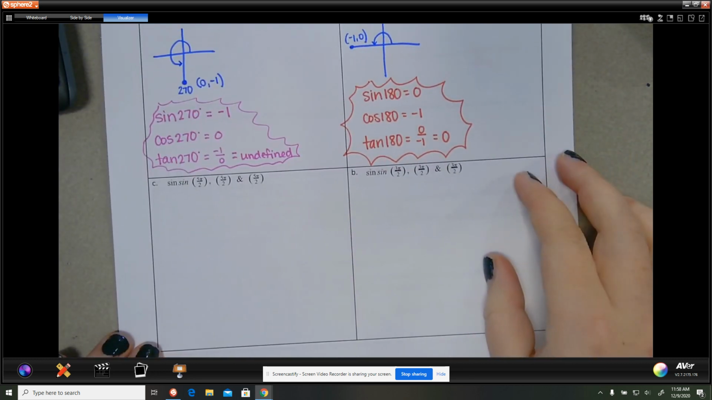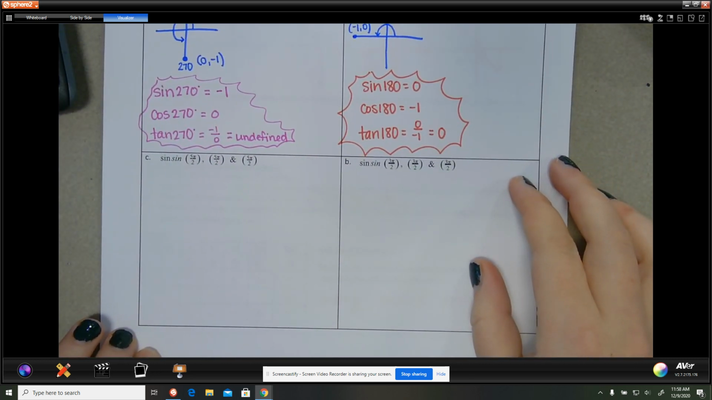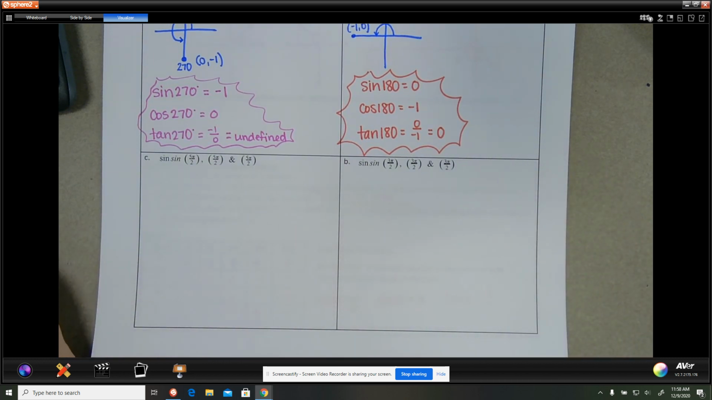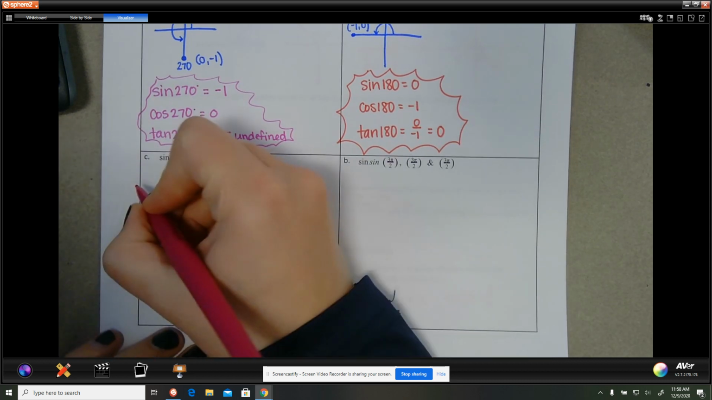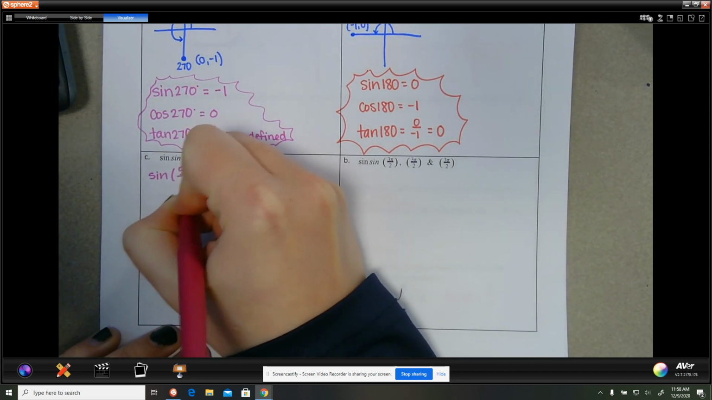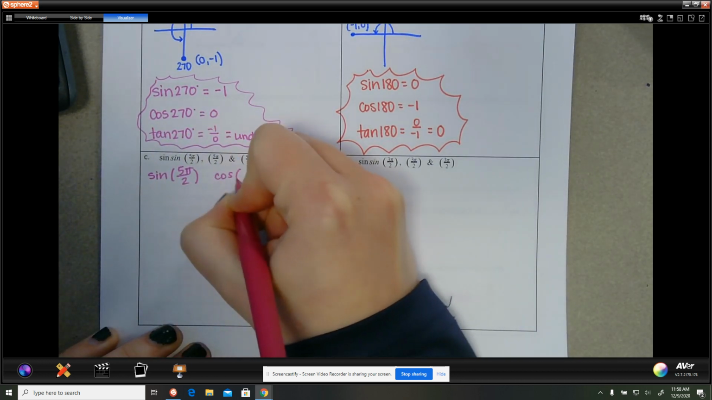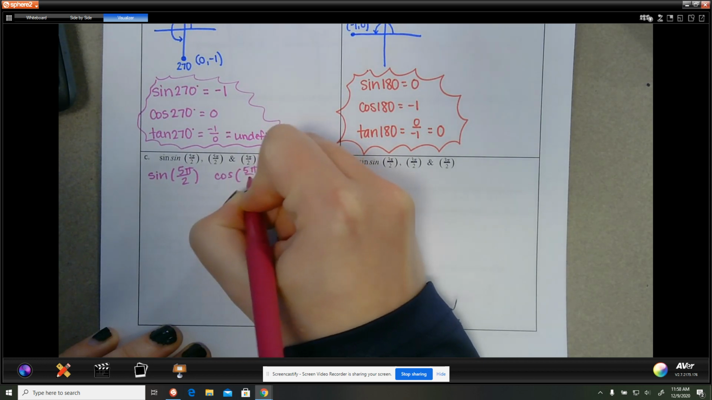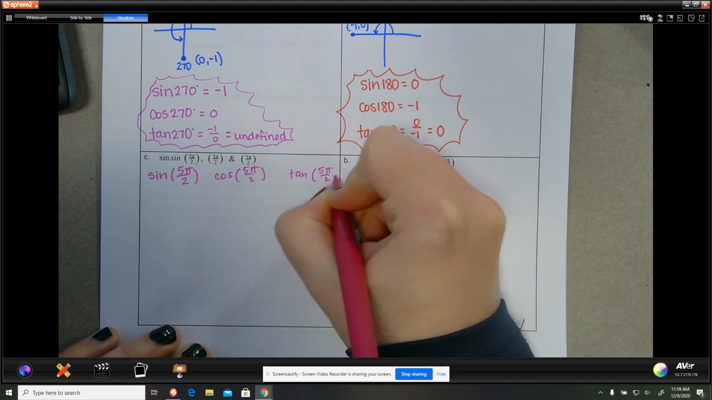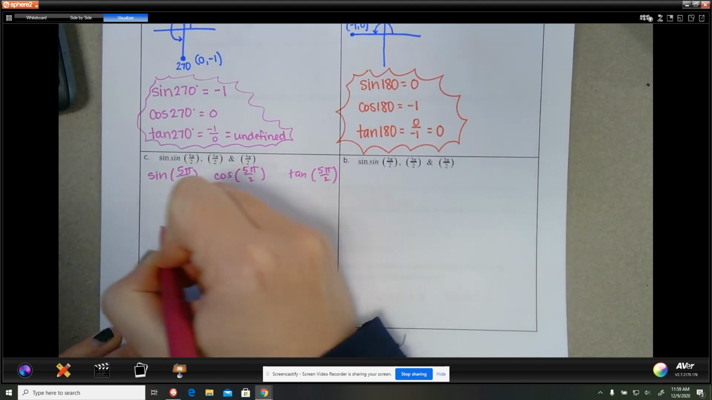Now we're just talking about radians, so it's the same idea here. All right, we have sine, cosine, and tangent of 5 pi over 2. So sine of 5 pi over 2, cosine of 5 pi over 2, and tangent of 5 pi over 2. That's what we want to find. All right, so let's draw.